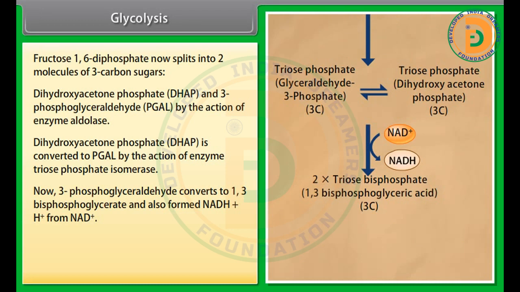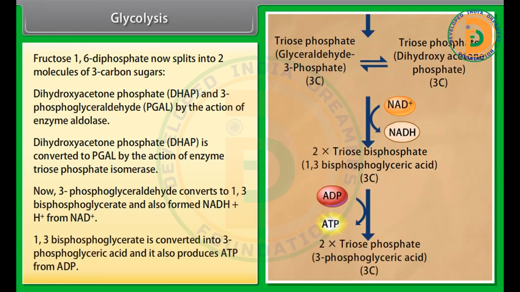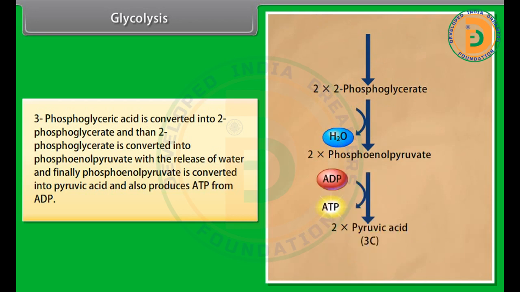3-phosphoglyceraldehyde converts to 1,3-bisphosphoglycerate and also forms NADH plus H plus from NAD plus. 1,3-bisphosphoglycerate is converted into 3-phosphoglyceric acid and it also produces ATP from ADP. 3-phosphoglyceric acid is converted into 2-phosphoglycerate and then 2-phosphoglycerate is converted into phosphoenol pyruvate with the release of water, and finally phosphoenol pyruvate is converted into pyruvic acid and also produces ATP from ADP.